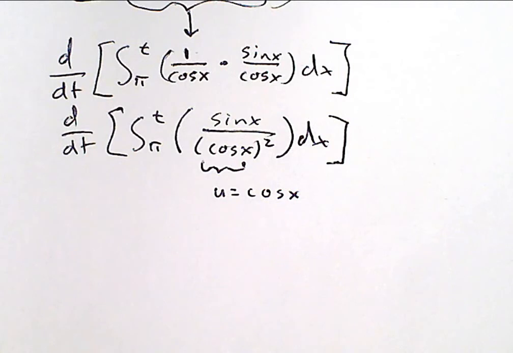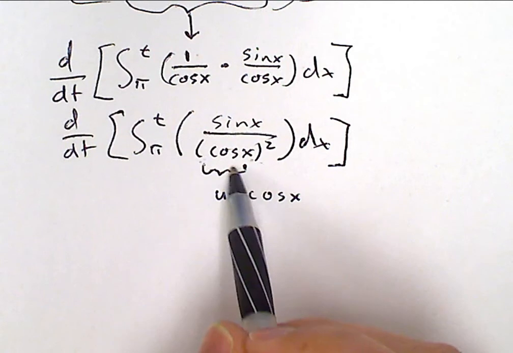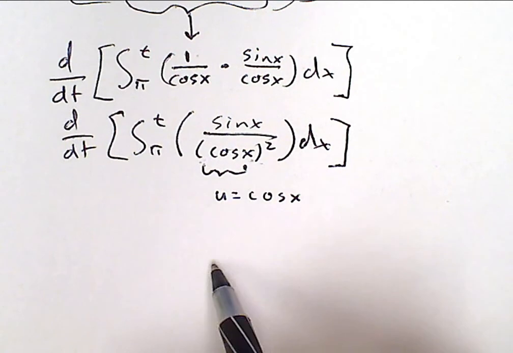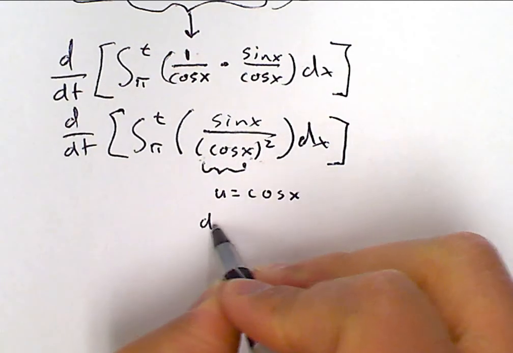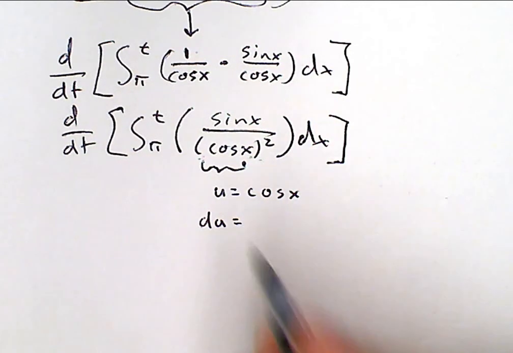But you might say, Coach, sometimes we make u the whole denominator. Well, what about these parentheses? If it's inside the parentheses and it's more than x, I want it to be u. So what's the du, y'all? What's the derivative of cosine? Negative sine x dx?